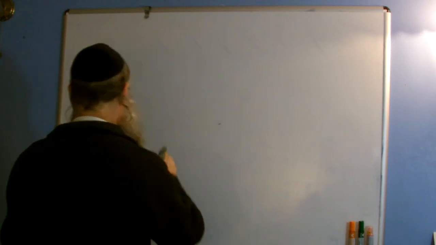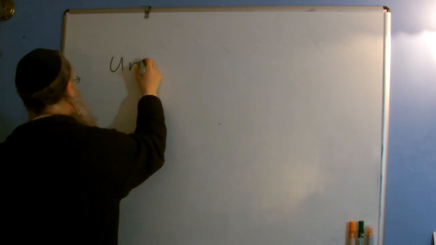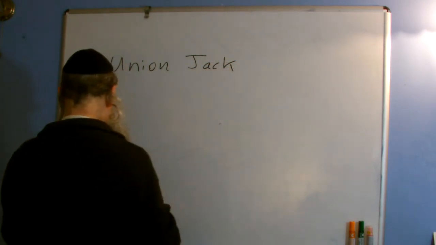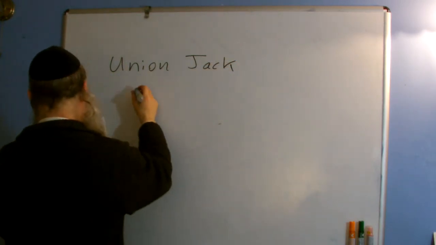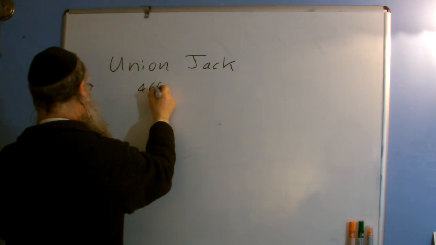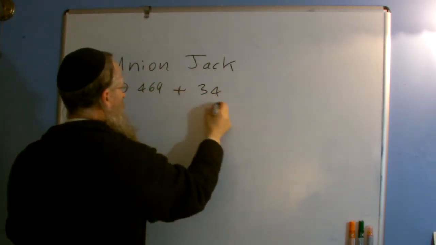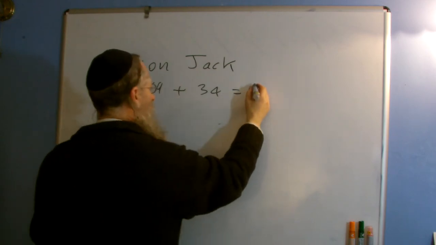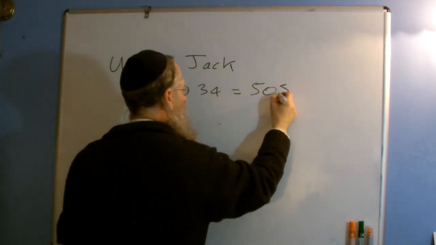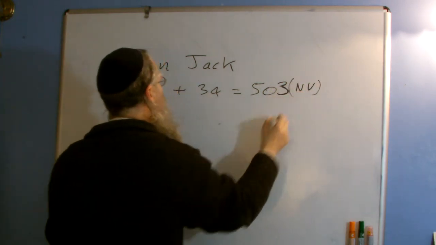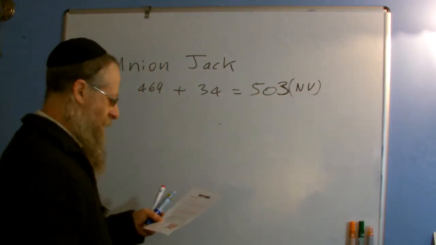And we're going to look at the normal value, Union Jack. We have a normal value of 469, and a normal value which we just had before of 34 for Jack, and that gave 503 normal value. Okay, Union Jack, it was 503.